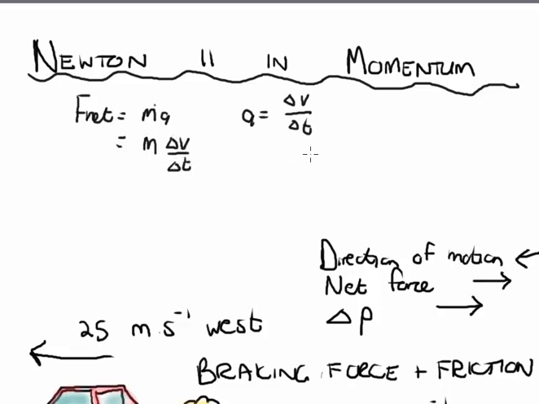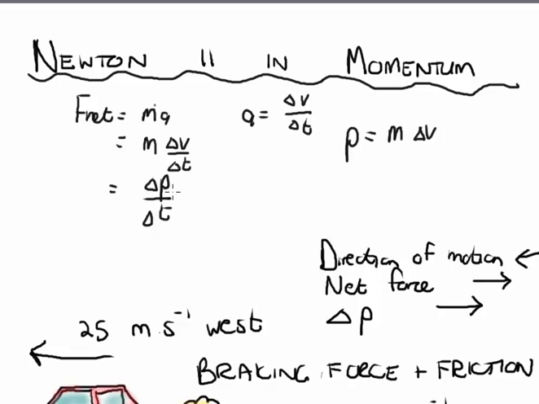And we learned that momentum equals mass multiplied by velocity. So now we can substitute p into this formula, and we end up with F net equals a change in p over a change in t. So we can say that the net force is equal to the rate of change in momentum. And this is super important, and it's actually a more accurate way of talking about net forces.